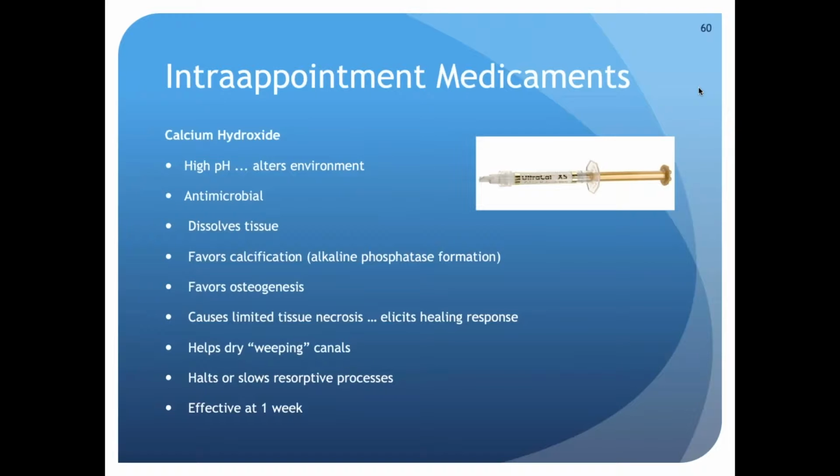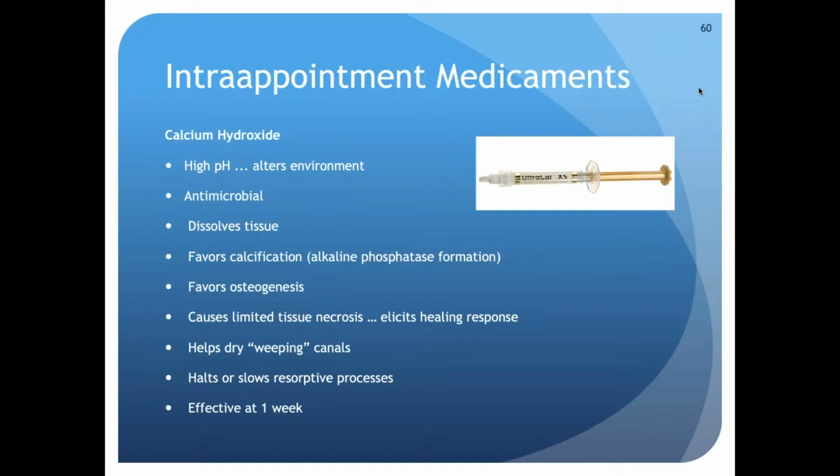So, intra-appointment medicaments. Sometimes if we just do a pulpectomy or we have a hot tooth or a tooth that's bleeding, we may want to use calcium hydroxide. Ultracal is a brand, Multical is another one. It has a very high pH, and that's going to alter the environment. I'm going to use that term again later on down the road, but it's just going to make it difficult for bacteria to live there.